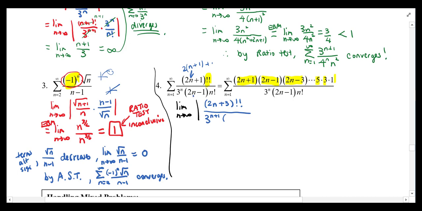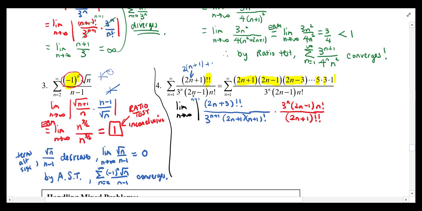And then once again, this n becomes n plus 1. So that's 2n plus 2 minus 1. That becomes 2n plus 1 times n plus 1 factorial. So that's what I have as the next term. We'll divide this by the current term, which means I'll flip it around. So 3 to the n, 2n factorial on the top, 2n plus 1 double factorial on the bottom.